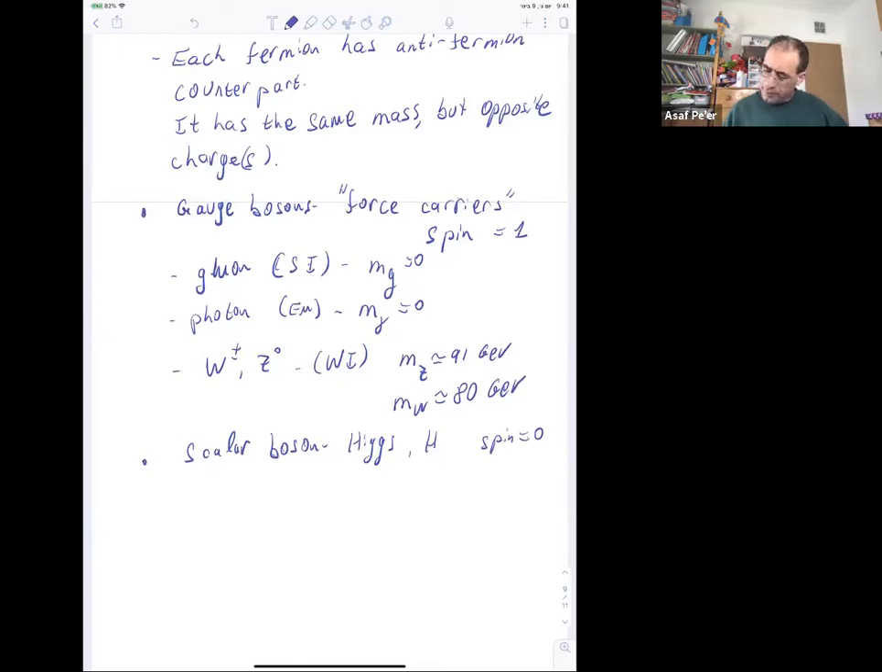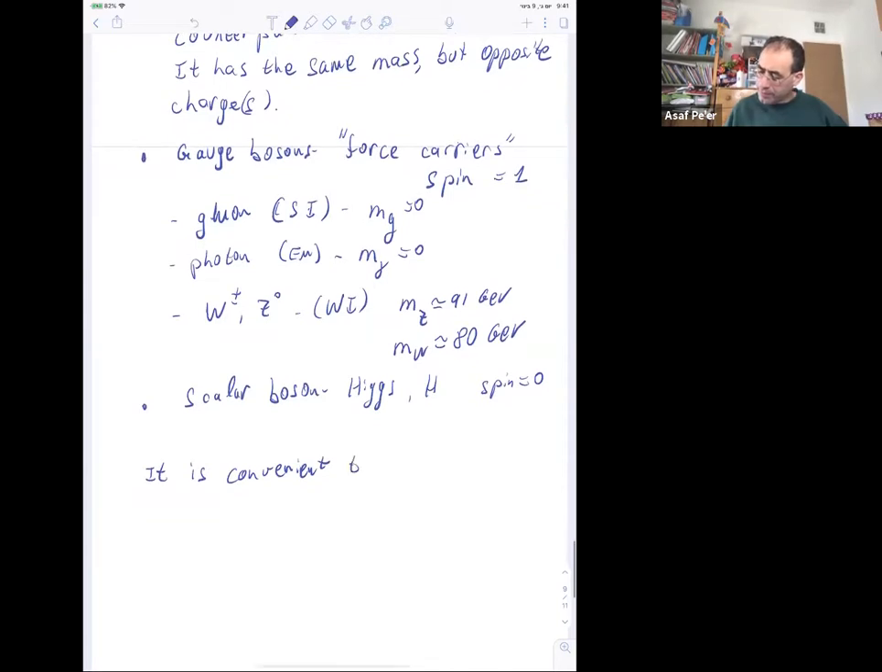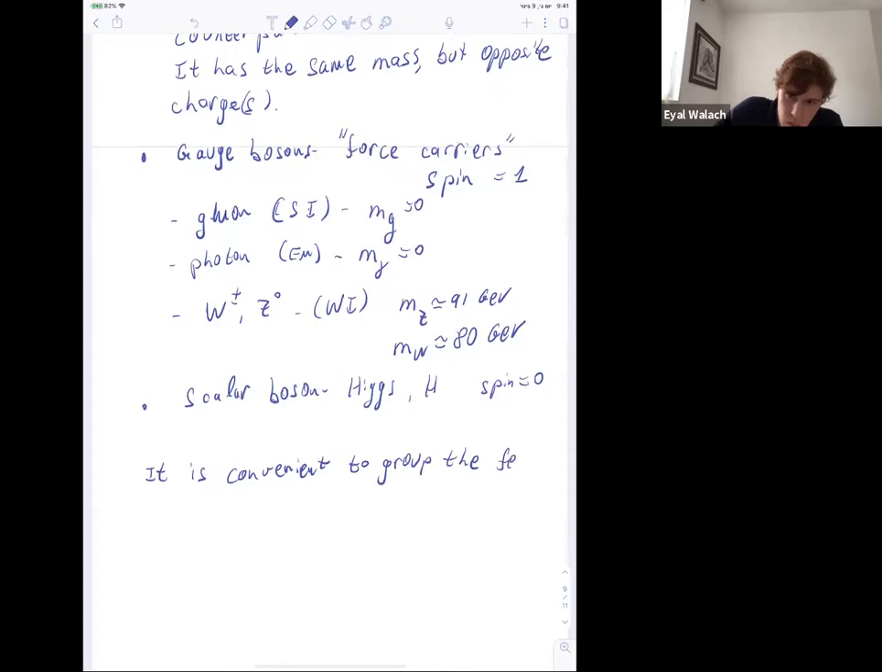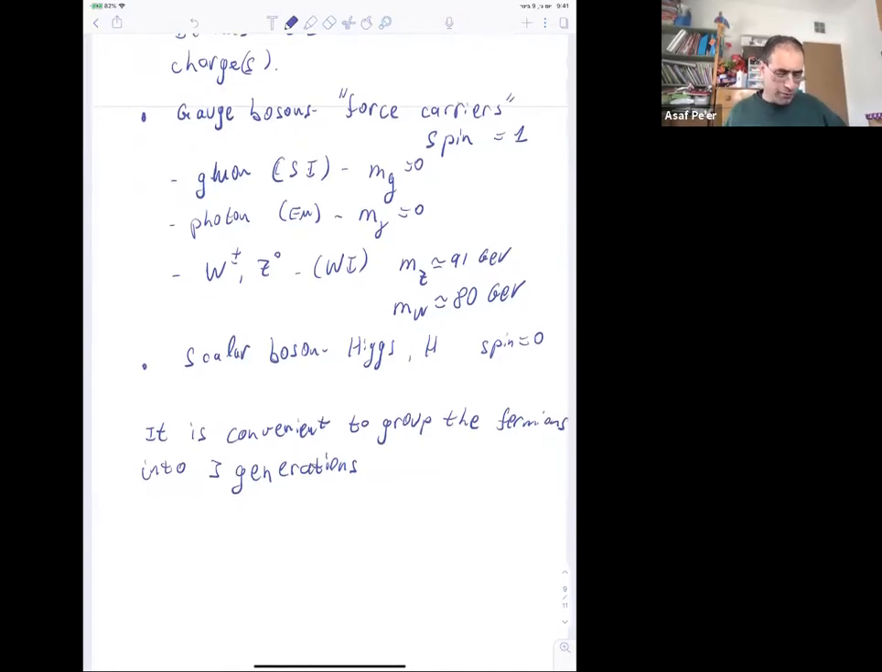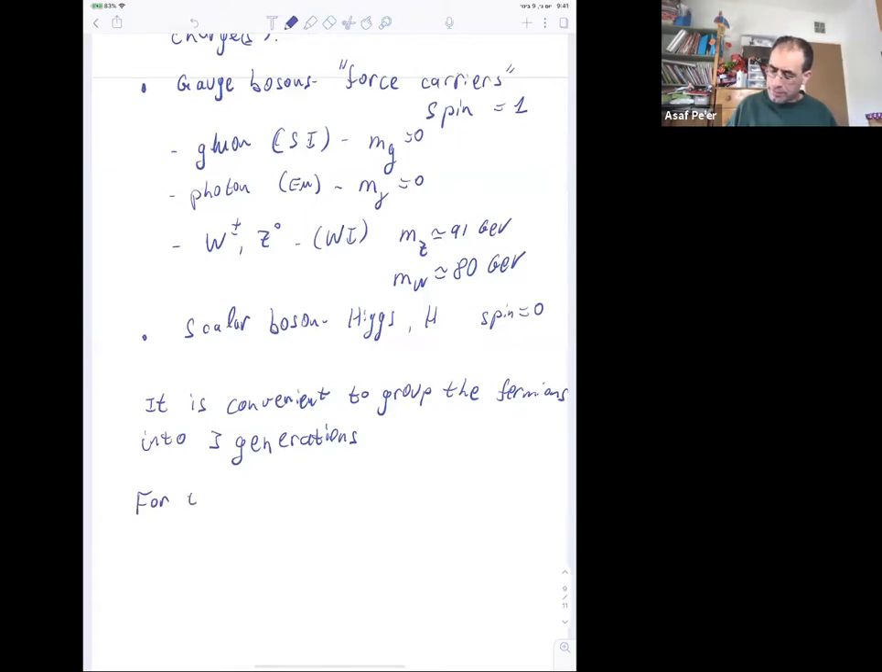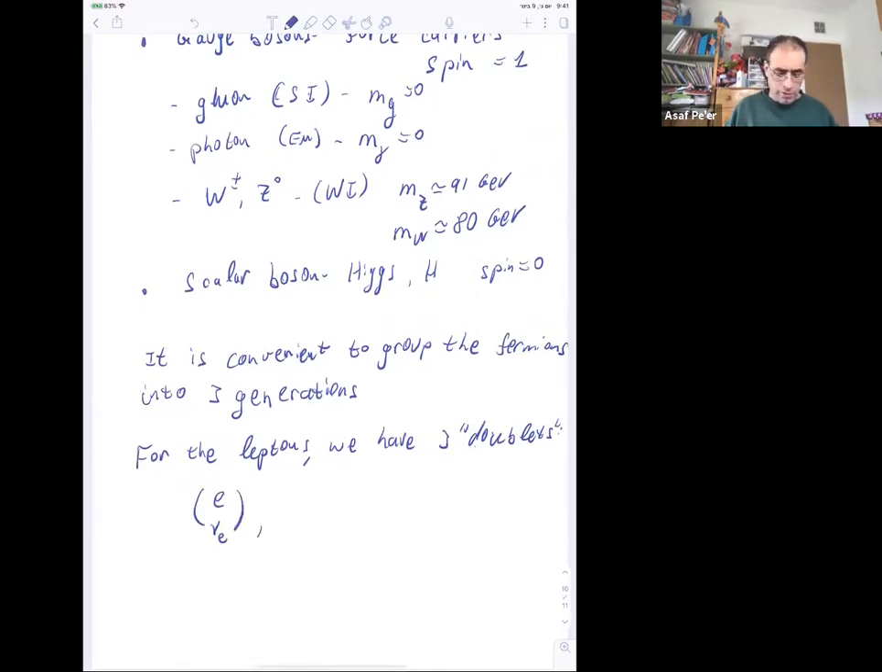So it is convenient to group the fermions into 3 generations. For the leptons, each generation is comprised of a doublet, a pair, of 1 charged and 1 neutral lepton. So for the leptons, we have 3 doublets: the electron and electron neutrino, the muon and muon neutrino, and the tau and the tau neutrino.